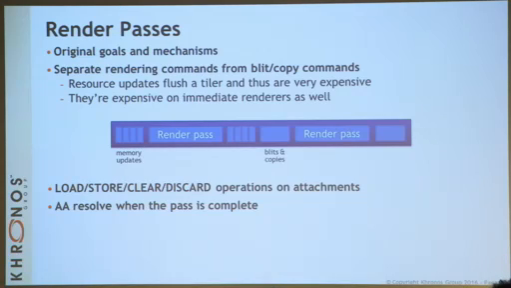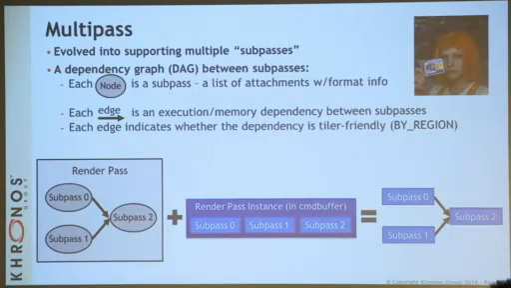And render passes also originally had some of this tiler information about loading and storing frame buffer attachments and doing multi-sample resolves. But render passes evolved into something more interesting, which we call multipass. So a render pass can support multiple subpasses, where each subpass can use different frame buffer attachments or can share frame buffer attachments with the other subpasses.